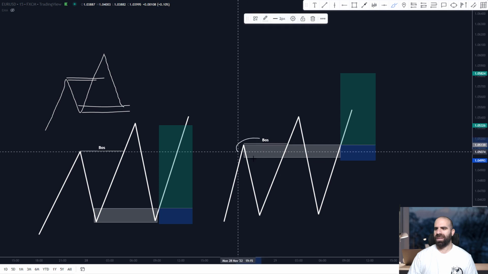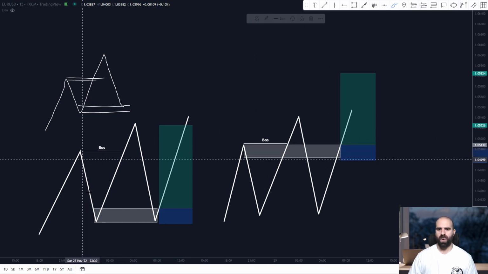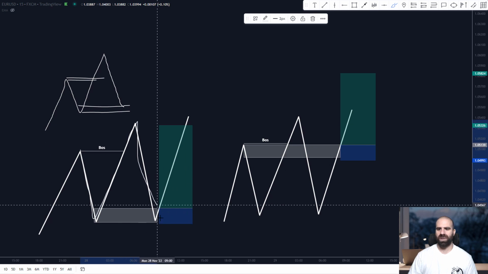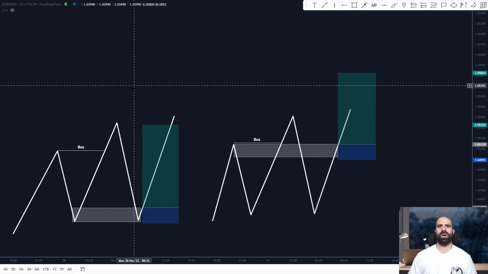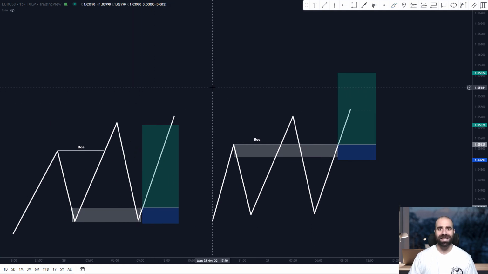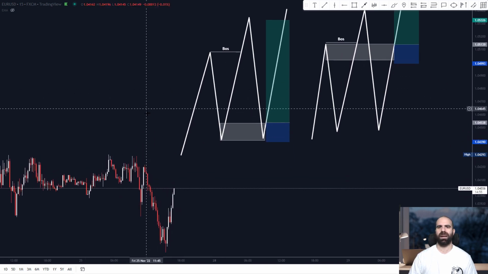Instead of doing this thing, do this thing right here. Wait for the break of structure and wait for it to retrace to the base of the movement. This is the correct way to trade the break and retest trading strategy. And let's go ahead and check out an example in our graphs.